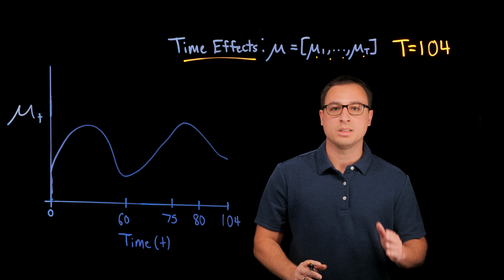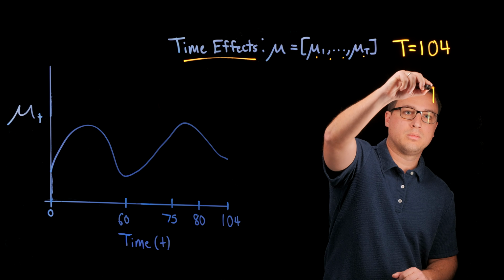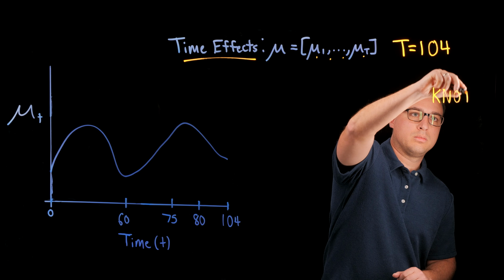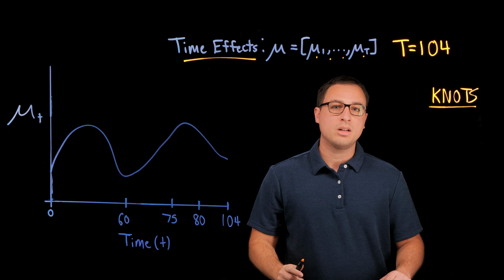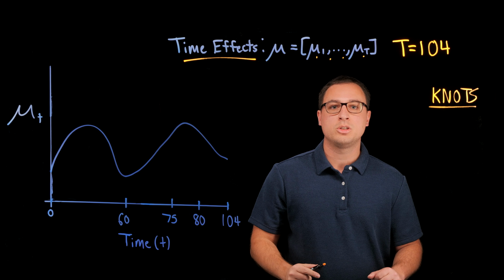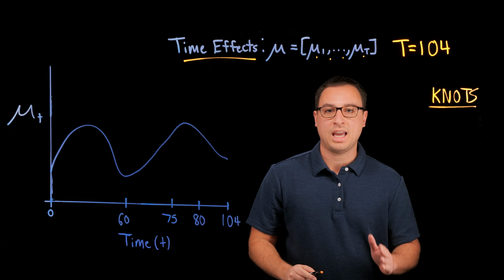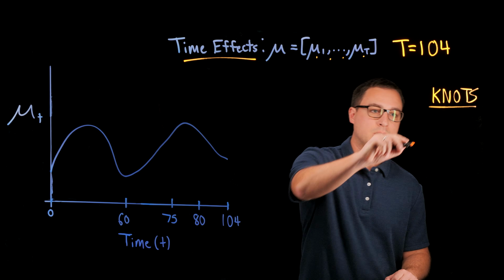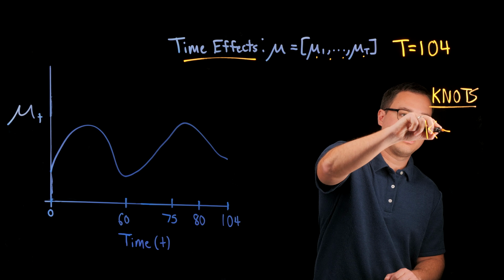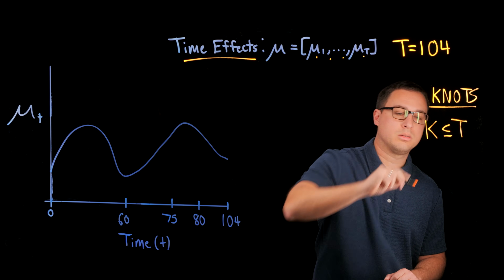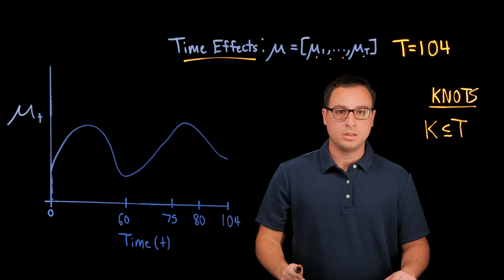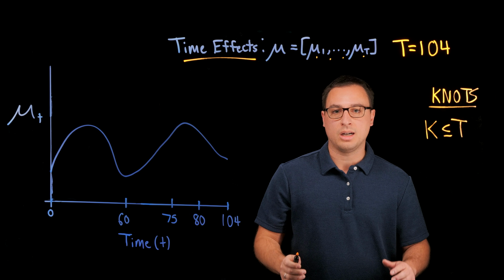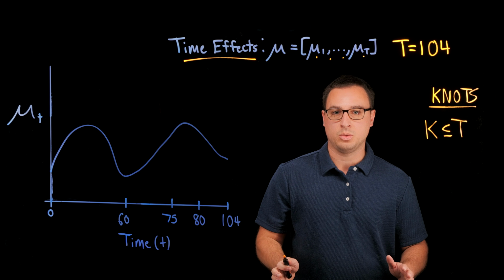Meridian solves this using knots. Instead of estimating T parameters, we choose a number of knots k, where k is less than or equal to T. This is a form of dimensionality reduction. We estimate the values at the knots and interpolate everything in between.